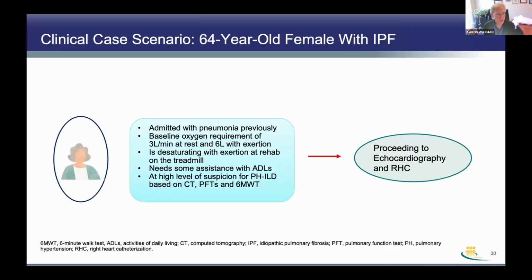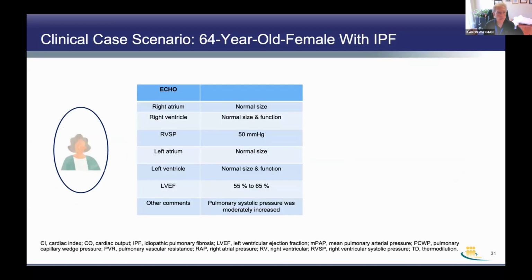So thinking again about our patient, at this point, we would want to proceed with an echocardiogram and right heart catheterization. So these were the echo findings, which are not at all out of the norm for these kind of patients, and it may speak more to the insensitivity of echo in this patient population. But you can see that the right atrium and right ventricle were normal. The right ventricular systolic pressure was elevated. Left atrium and left ventricle were also normal, and the ejection fraction was normal.